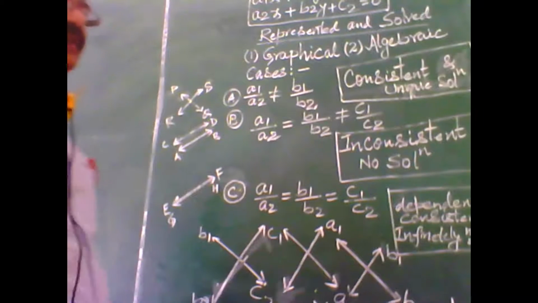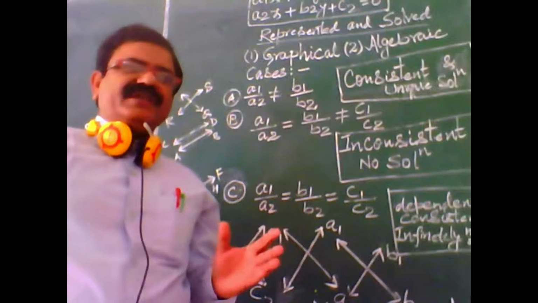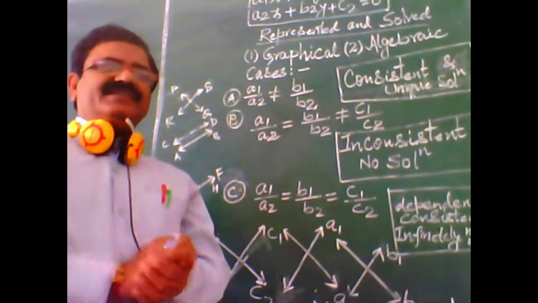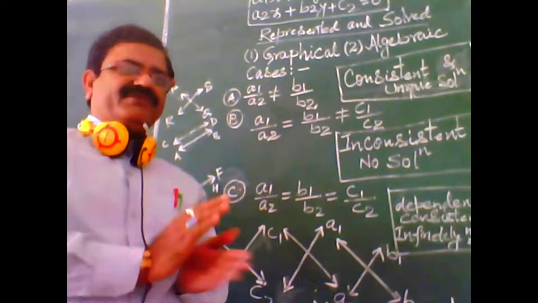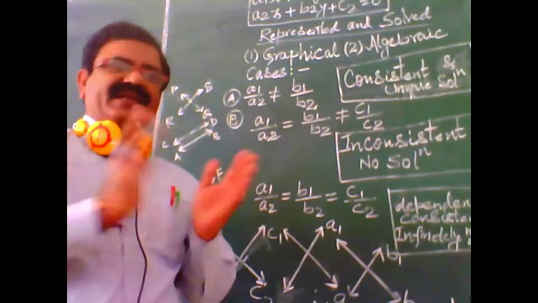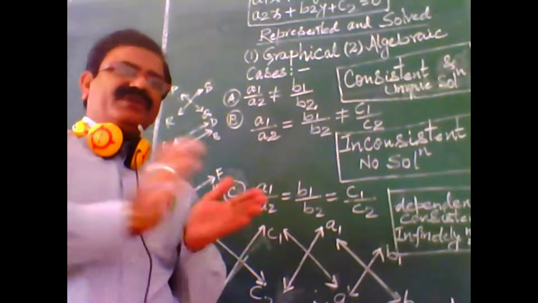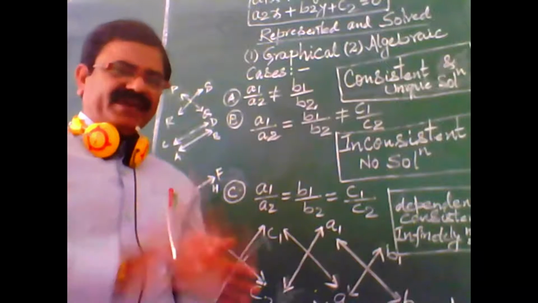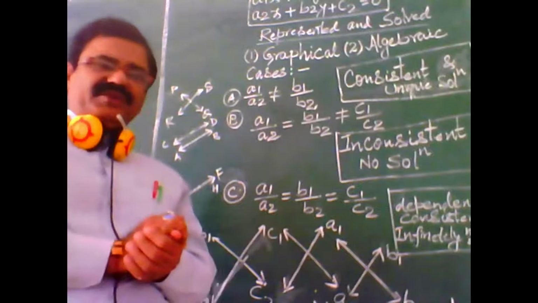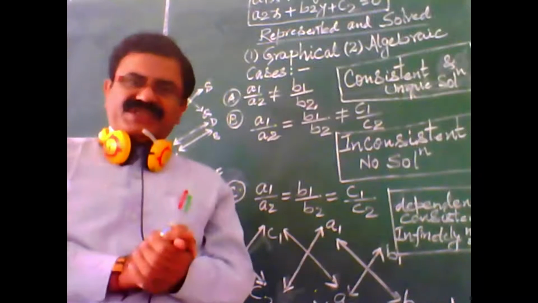In the substitution method, we can very easily find the solutions by taking the value of x in terms of y, and putting this value of x in terms of y into the other equation. We get the value of y first. After that we put the value of y and obtain the value of x. This is called substitution.